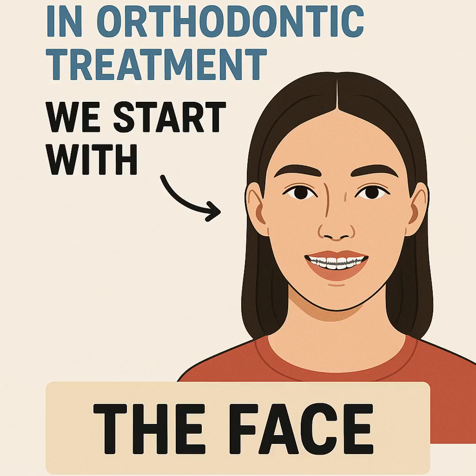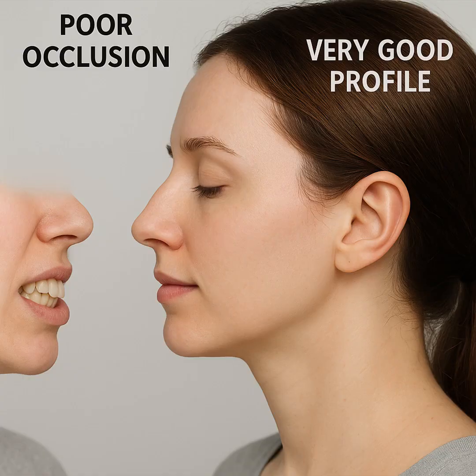We start with the face. We ask, what profile and smile does this patient need? And then we work backwards, planning dental and skeletal changes to achieve that goal. This is called retro-engineering. Take, for example, a Class 2 patient with a retrusive mandible.